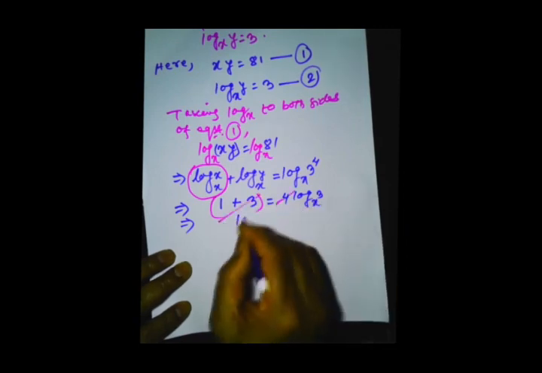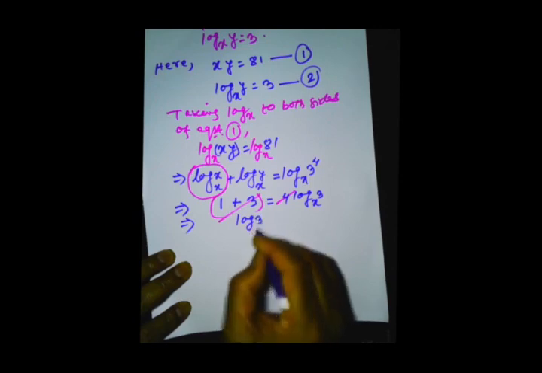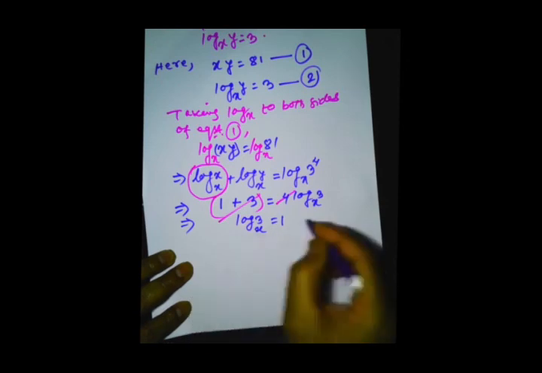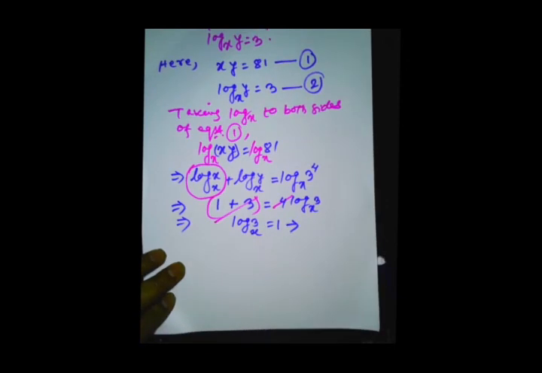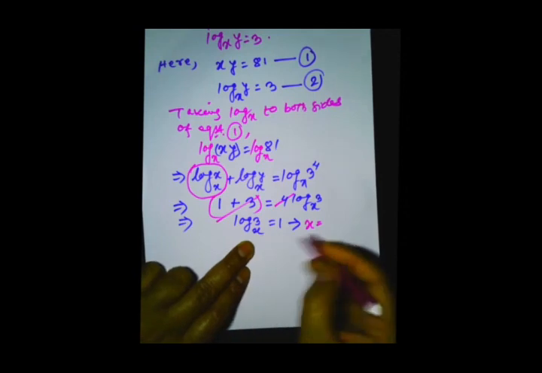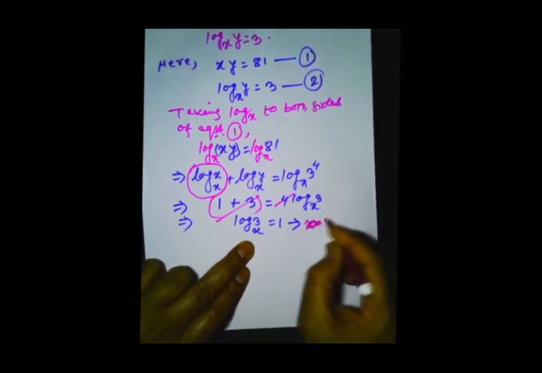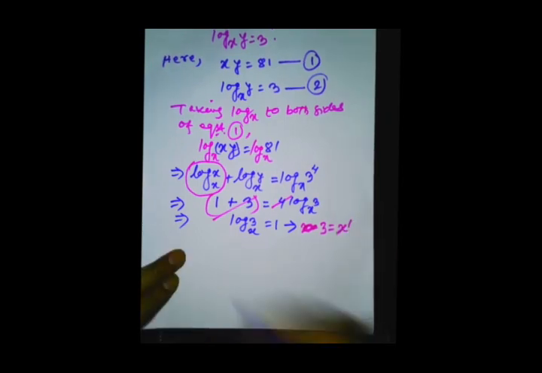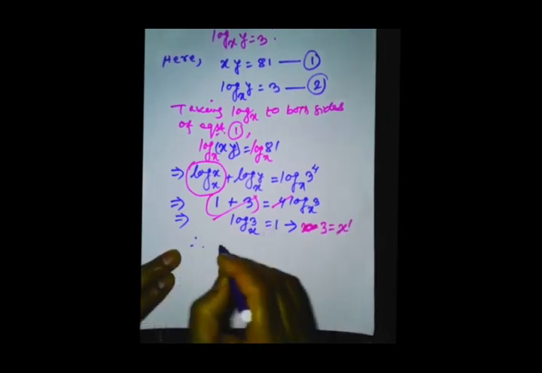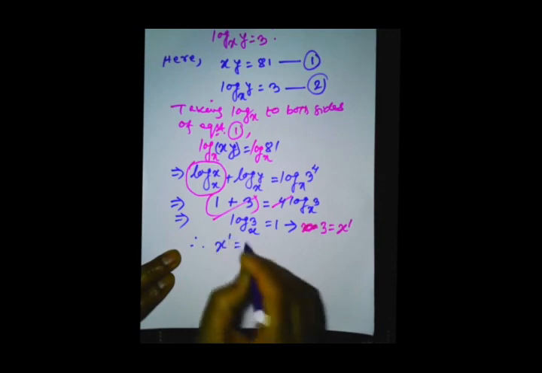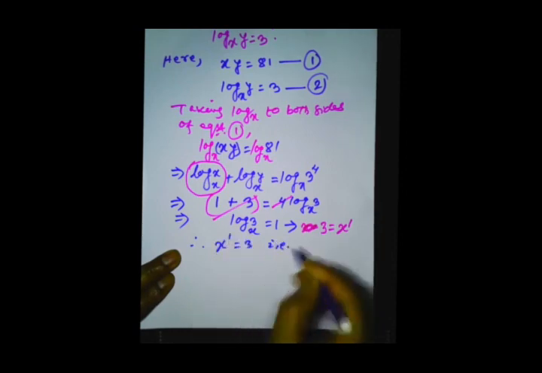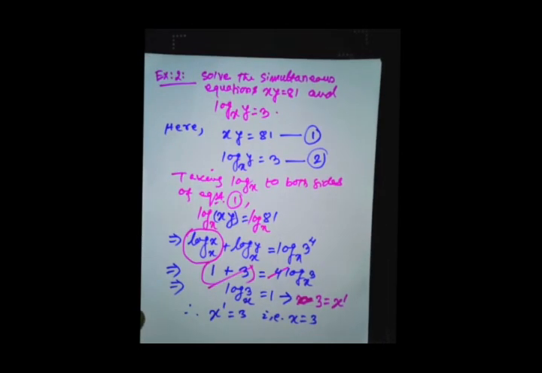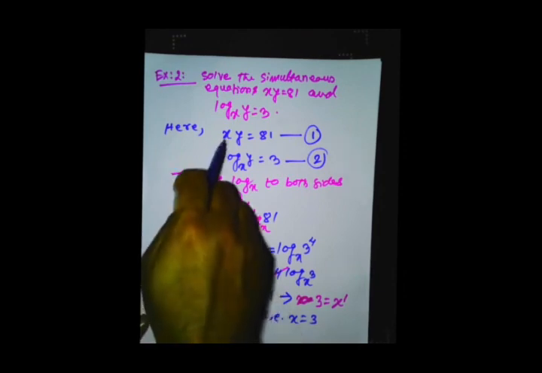So you are left with log of 3 to base x is 1, and when you convert that into the exponential form, it's going to be 3 equals x to the power 1. That is x equals 3. So we have got one of the values from the x and y variables.